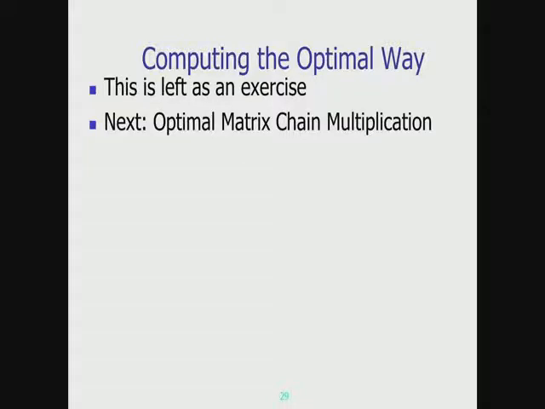Having gone through this whole exercise of identifying the optimal substructure and recursively specifying the distance function and observing that it can be computed in a bottom-up fashion, computing the optimal route, that is the sequence of stations through which the shortest path passes, is left as an exercise.